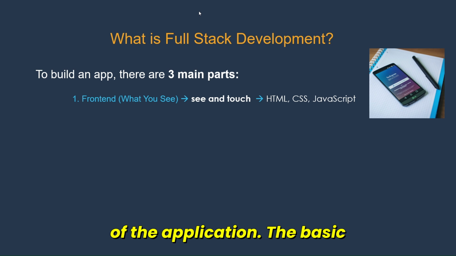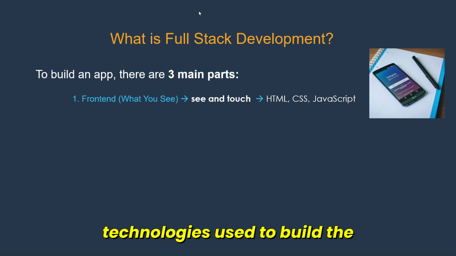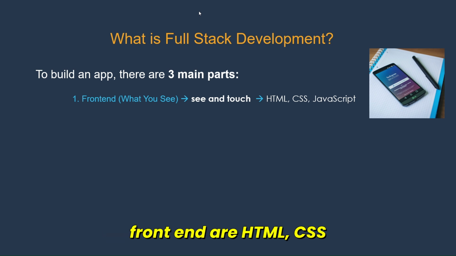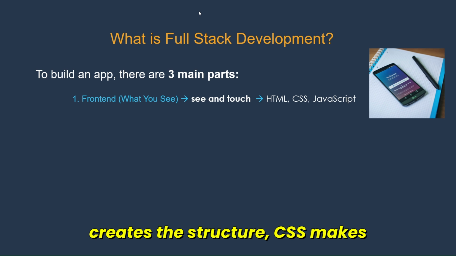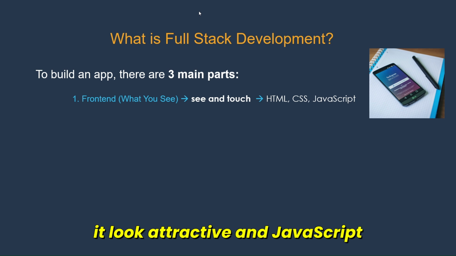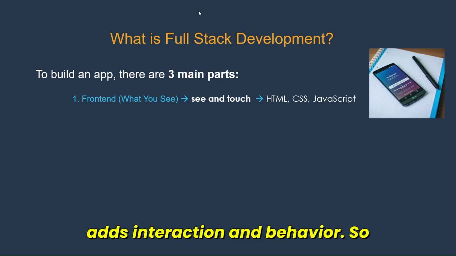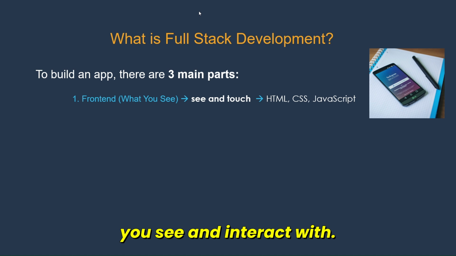The basic technologies used to build the frontend are HTML, CSS, and JavaScript. HTML creates the structure, CSS makes it look attractive, and JavaScript adds interaction and behavior. So remember, frontend means what you see and interact with.